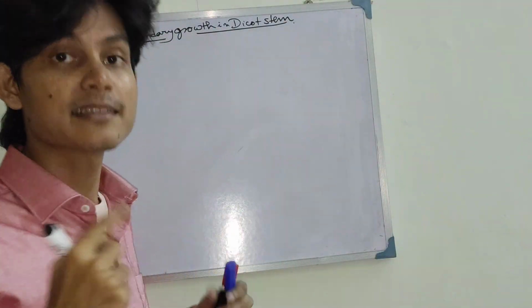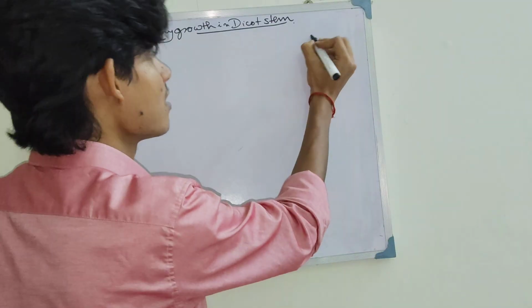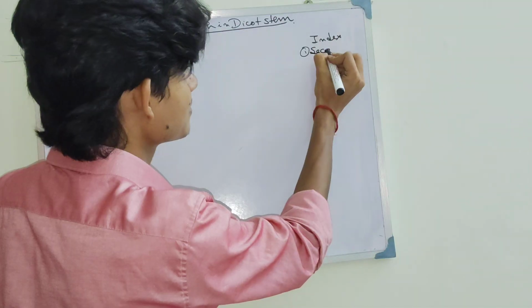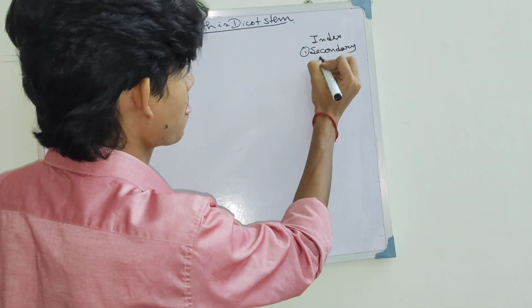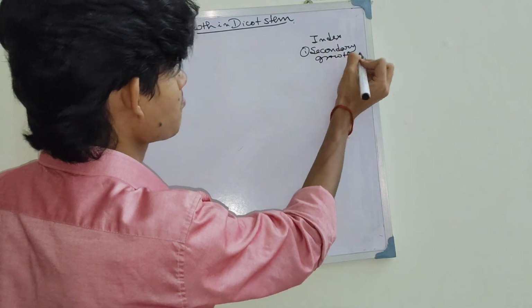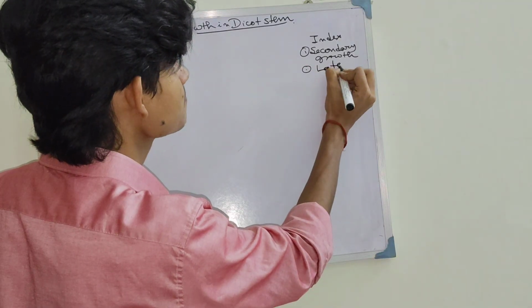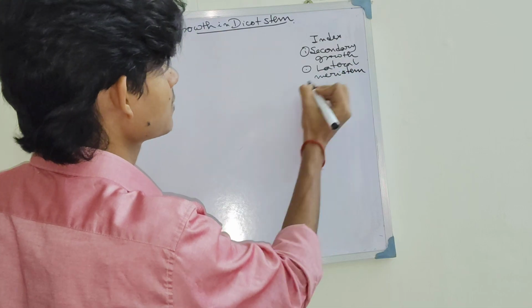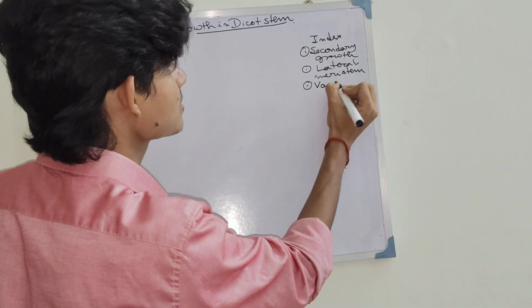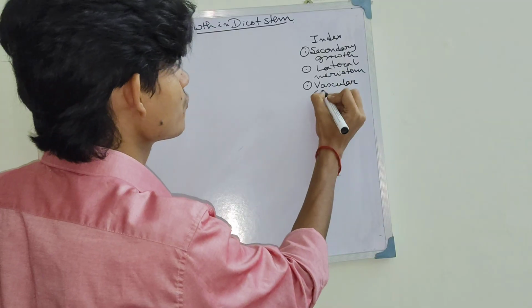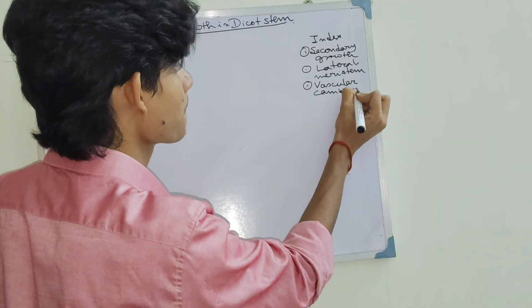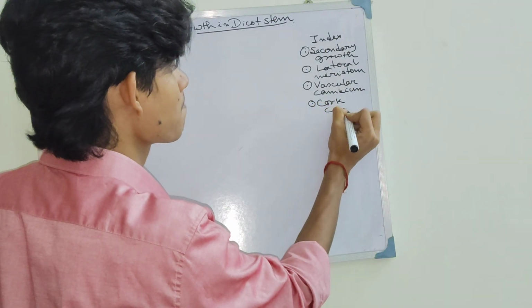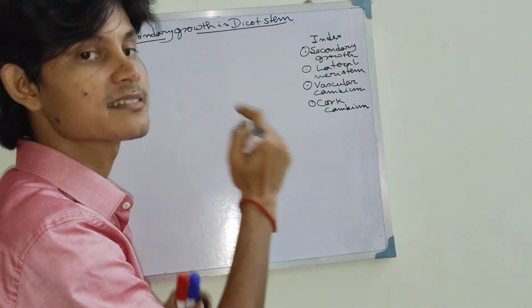So the things that we are going to learn today are: what is secondary growth, what is lateral meristem, what is vascular cambium and their function, and what is cork cambium and its detailed function.